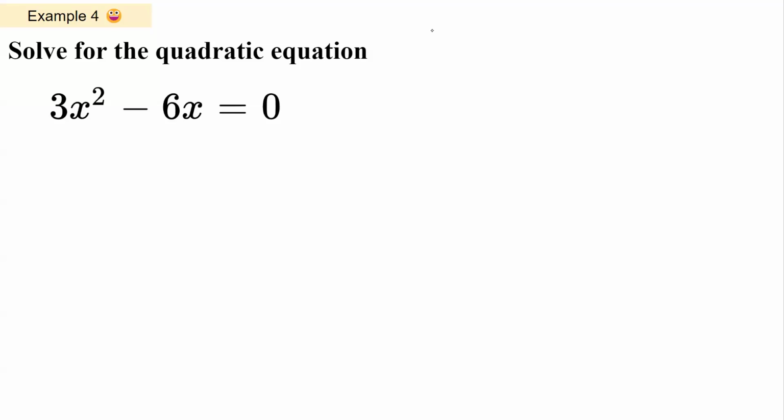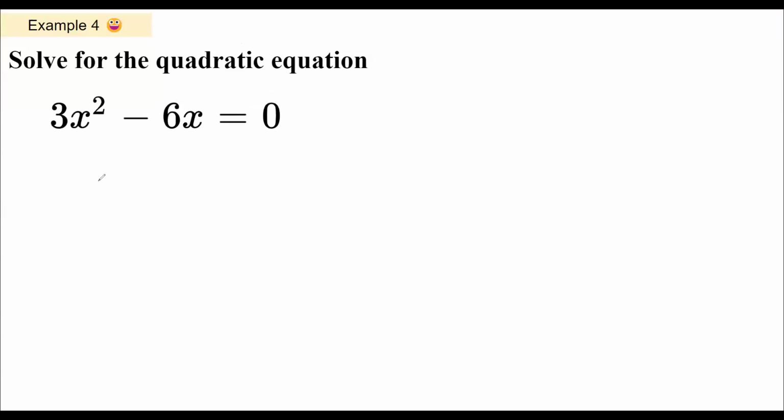Our goal here is to factor. What method can we use to factor here? Yeah, GCF. A ver, what is that GCF? 3 and x. Take it out. Ahora sí, what are we left with inside? We're left with x minus 2 equals 0.